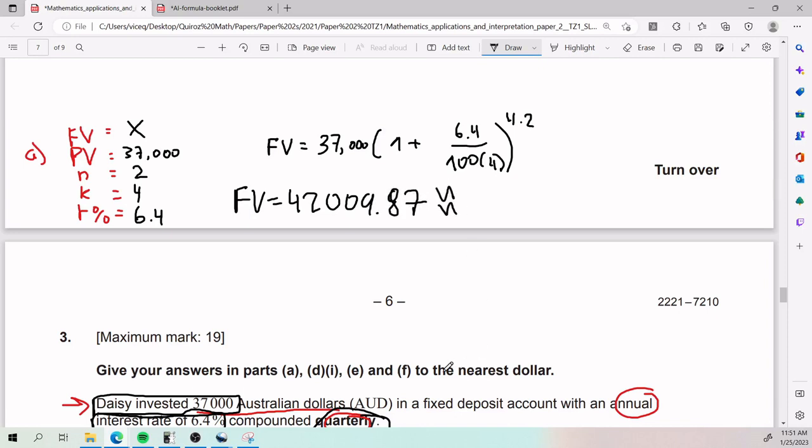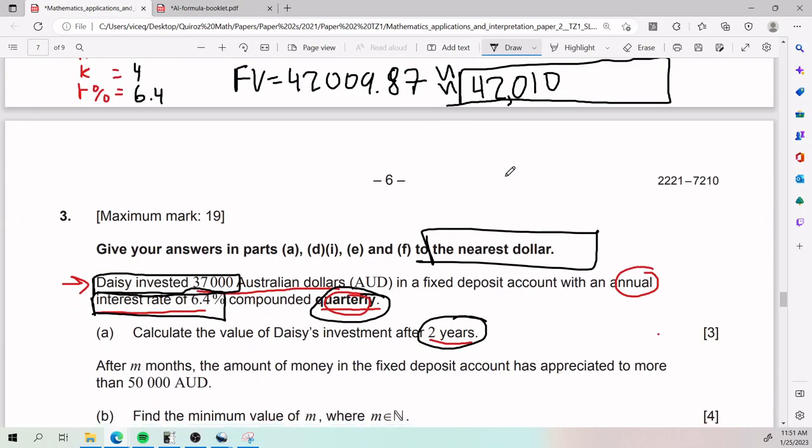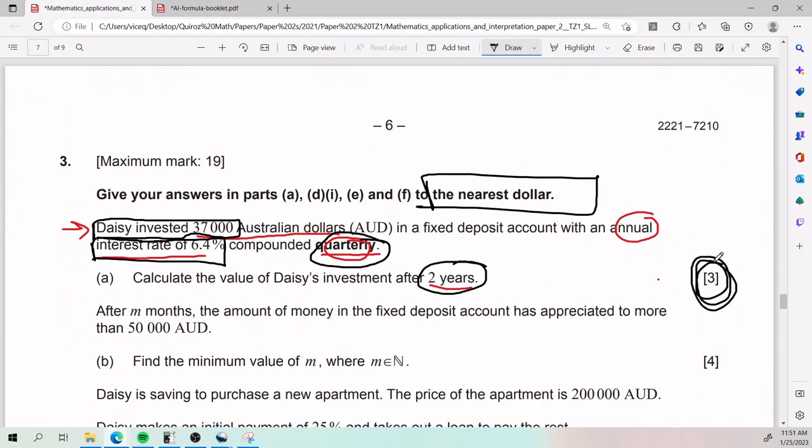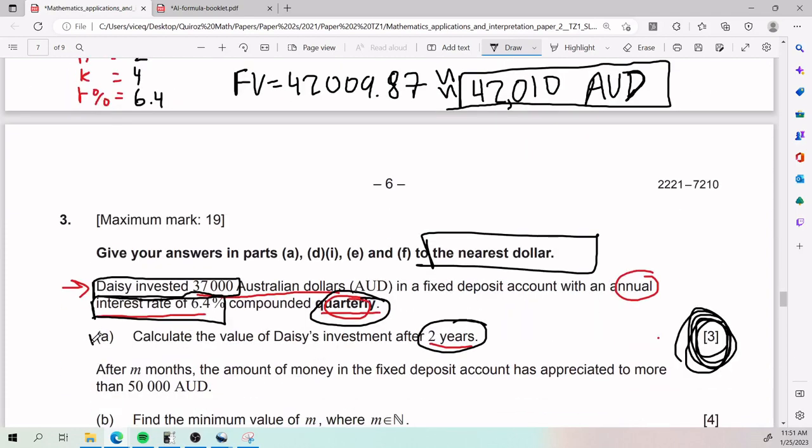And since we are answering to the nearest dollar, we will change this to 42,010 as my answer. See? Now notice, this is worth 3 points. So one of the points is using the formula correctly, another point is follow through, etc. And lastly, do not forget the units, AUD. Okay? So that is for part A.